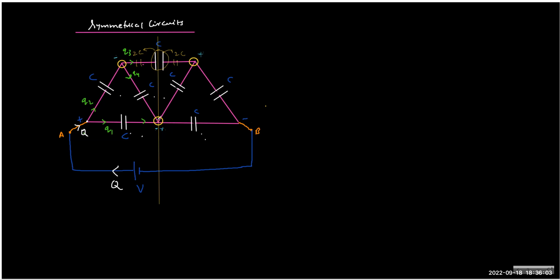Again, Q1 and Q4 will meet at this junction, correct? Yes. And after meeting, it may divide again. Yes. Now there comes the actual concept. The charge will trace the electric field within the circuit.